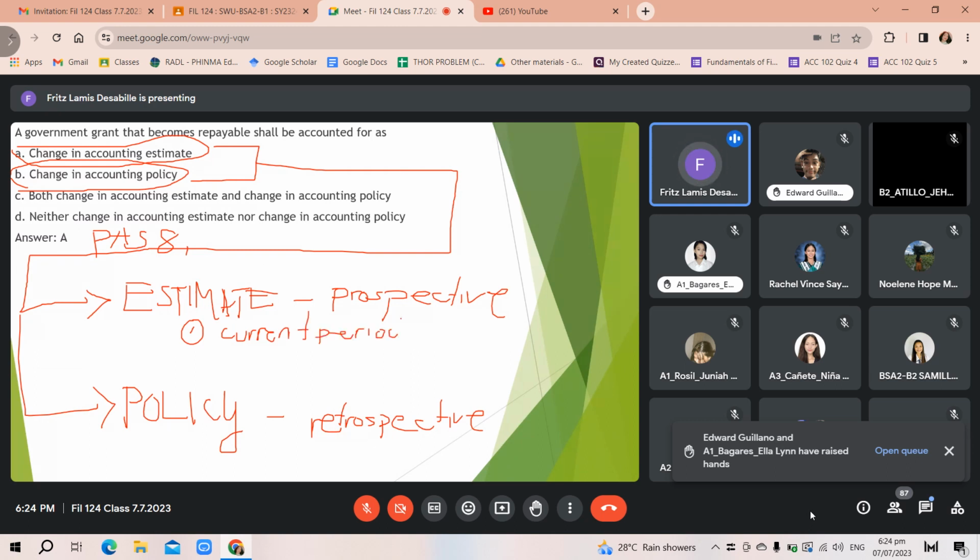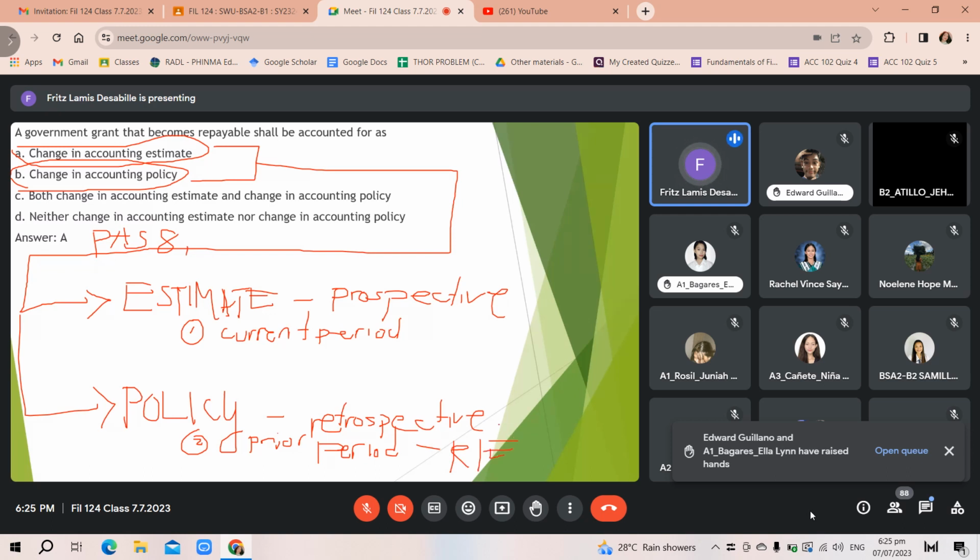Current period. Current and future periods. Okay, more on the estimate perspective. Now, if it is a change in accounting policy, the effect is retrospective, and the retrospective effects would be on prior periods. So it will adjust the prior period. It is very deep, but basically there is an adjustment to retained earnings or capital.